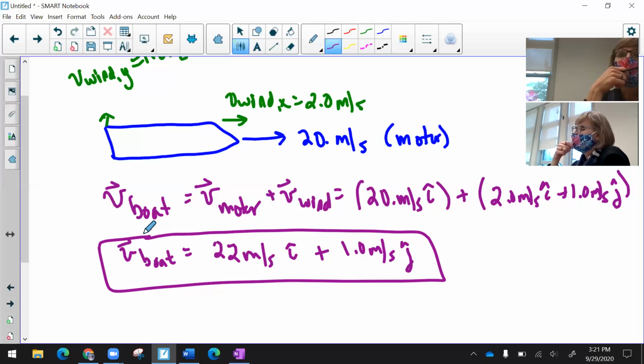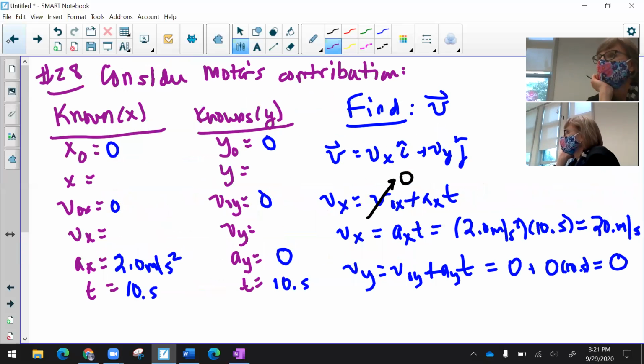Okay, so we can again break this down into two parts. We can break down the contribution from the motor, and we can break down the contribution from the wind. All right, so if we look back at our knowns here, what's Y going to be for the motor contribution? 0, it's not going to be anything. How do I figure out what X is from the motor?